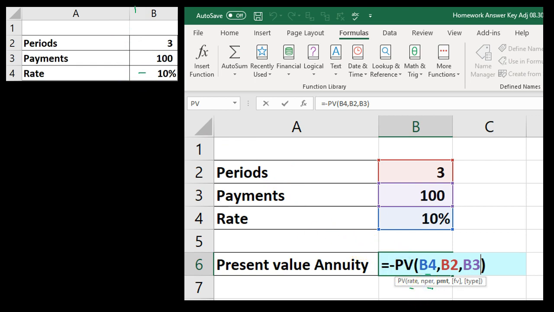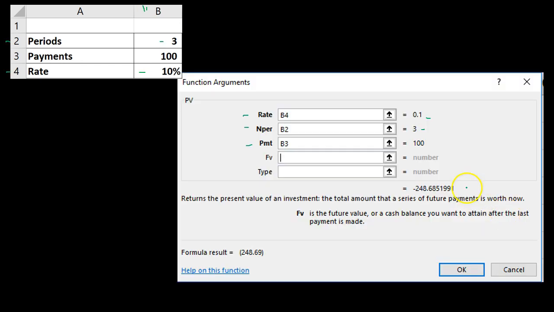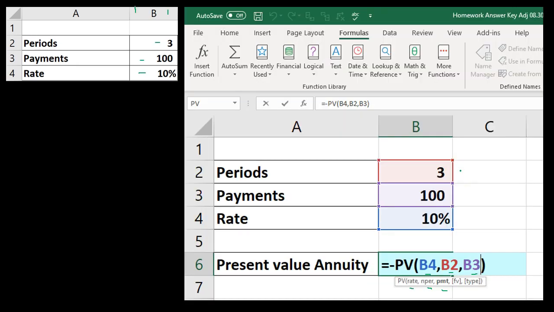Then we have the number of periods. So the number of periods is going to be B2. So then we have B2, and that of course is 3. And then we have the payments, and the payments is going to be B3. So we have B3, and that of course is the $100. And so that's the same thing as we did in the prior slide. Now in just terms of a function, it's a little bit easier to enter this way. This is what will be in the cell if we were to use this dialog box as well.